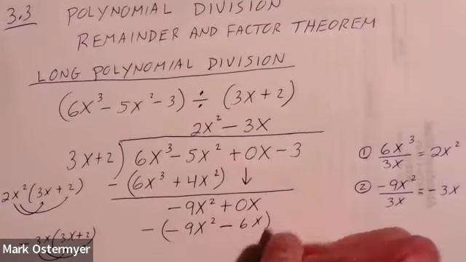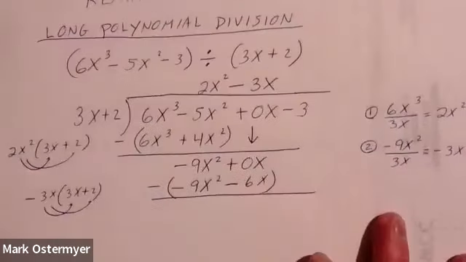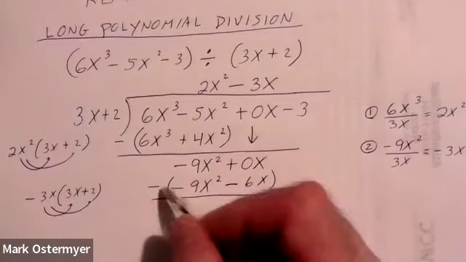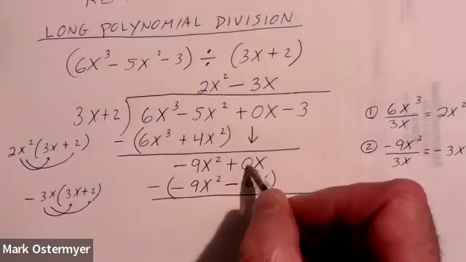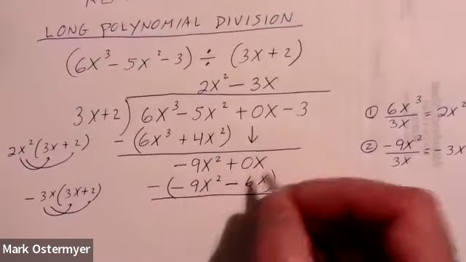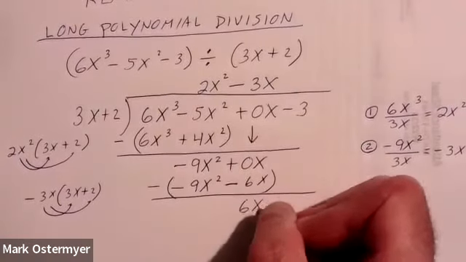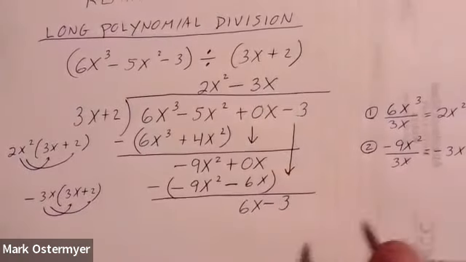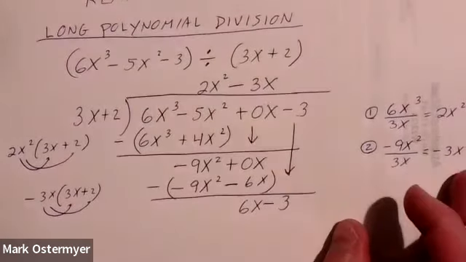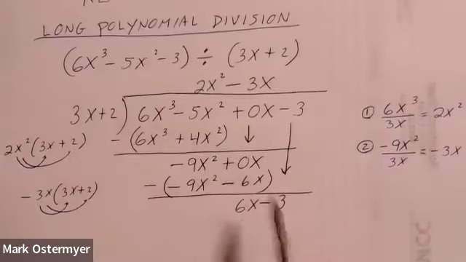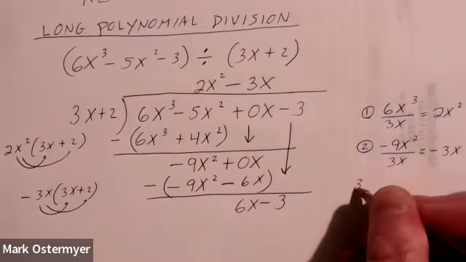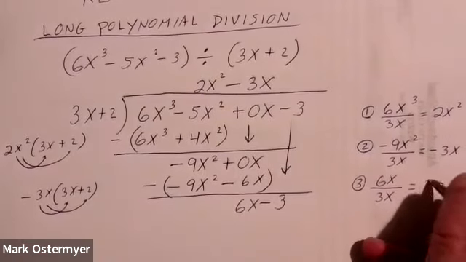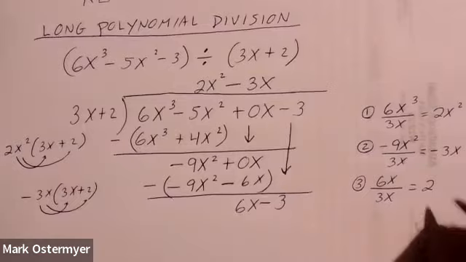Subtract off the whole polynomial. Negative 9x squared minus itself is 0. 0x subtract the negative 6x. What's 0 subtract negative 6? That's really 0 plus 6. So this would be positive 6x. Drop down the minus 3 for another round of division. Finally, we ask ourselves, how many times does this 3x here divide into 6x? Take the 6x, place it over 3x and reduce this. And the next term in your quotient appears to be positive 2.